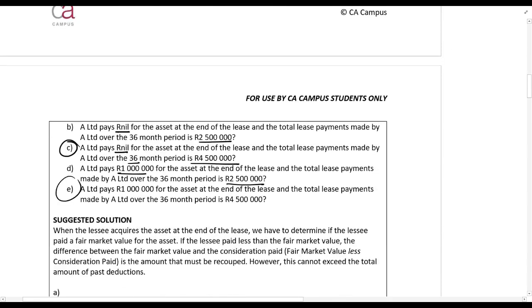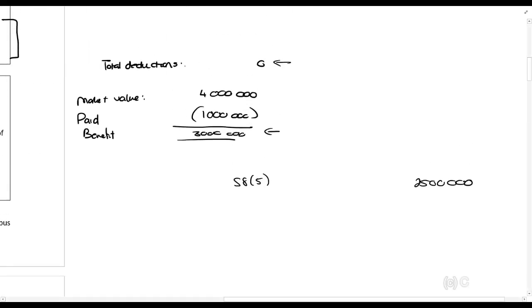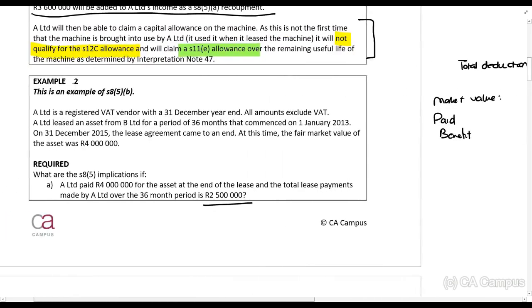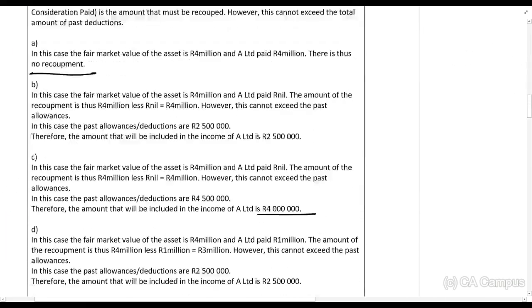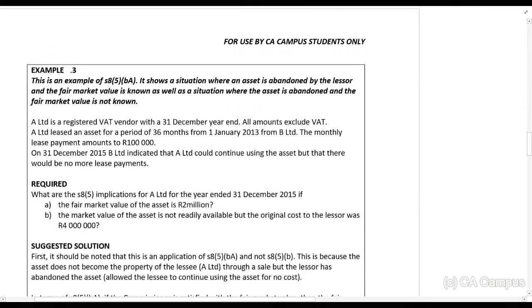E, he pays 1 million rands for the asset, and the total lease payments were 4.5. Okay, so total lease payments 4.5, still pays 1 million. So you want to tax the total of 3 million. Maximum you can tax is 4.5 million. So 3 million rands will be taxed. Right, guys, that's as simple as it is. Now let's take it a little bit further.